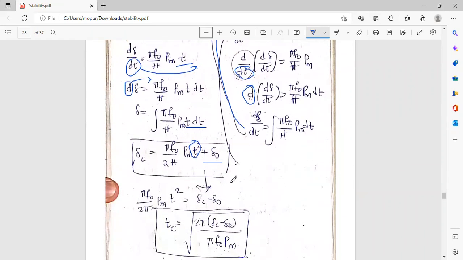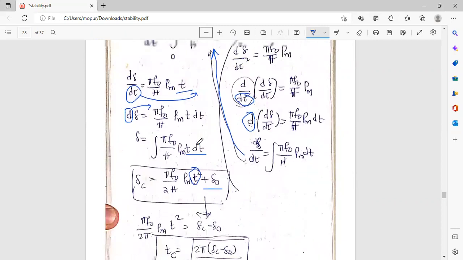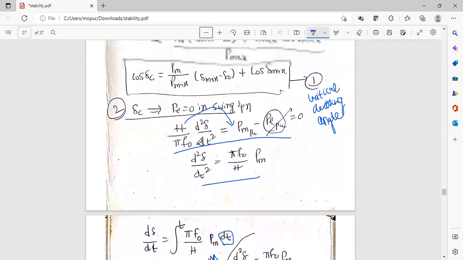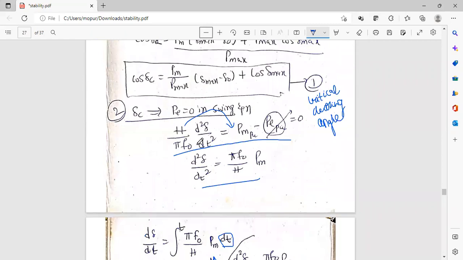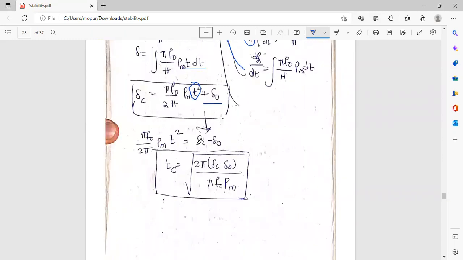Now, in this equation, we can find the value of t. This is the critical clearing time. Why is it said to be critical clearing time? Because we had taken PE equal to 0. When the angle is the critical clearing angle, it will be stable and the areas will be equal. So PE is equal to 0 we are taking in the swing equation. So the corresponding time is the critical clearing time. I am finding the value of this t from that equation.